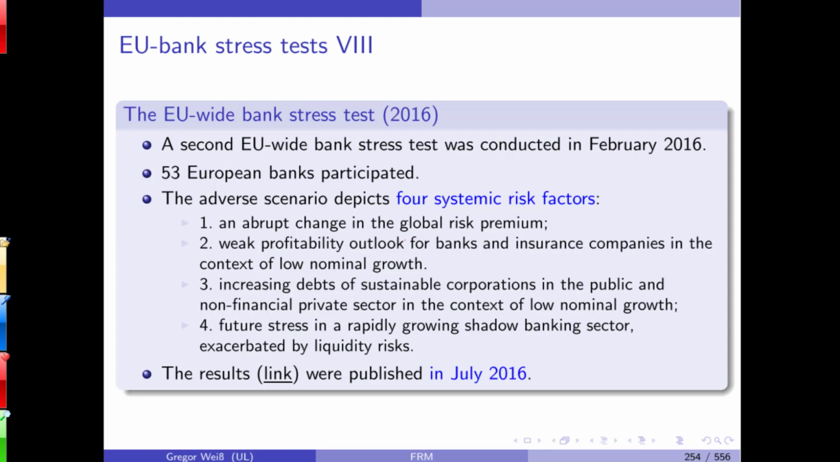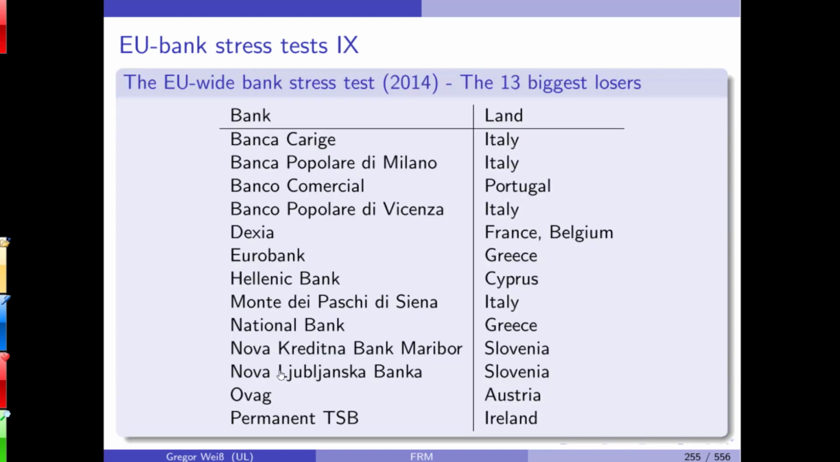The second EU-wide bank stress test was conducted in 2016. 53 European banks participated. The adverse scenario depicts 4 systemic risk factors, and so on and so on. If you go to the PDF, I've included the link at the European Central Bank. You just have to click on the link, and then you can get to the results of the 2016 EU-wide bank stress test. Those were the 13 biggest losers in 2014.